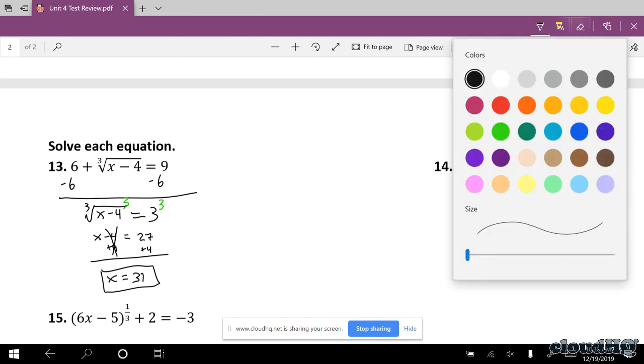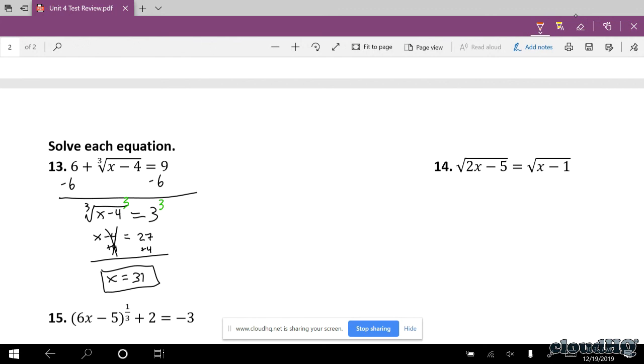14. Here we have a square root, a single square root on both sides. You can square both sides right away. So then you get 2x minus 5 is equal to x minus 1. There's no foiling I had to do on that problem, which is nice.